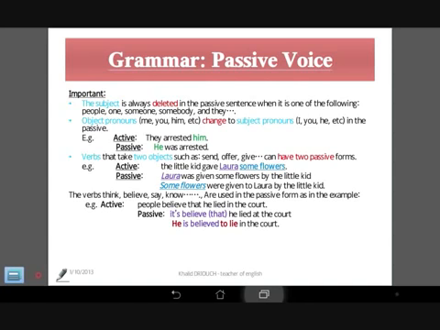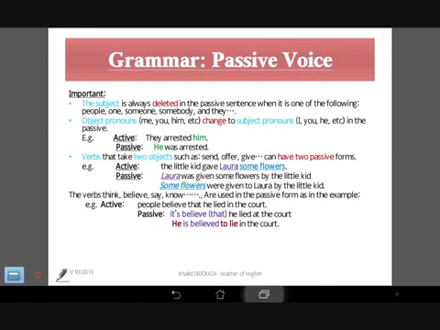Since we are talking about women, women also can be arrested, right? Don't you think so? So let's say we got an active sentence that says they arrested her. Her is an object pronoun that is going to change to she was arrested.